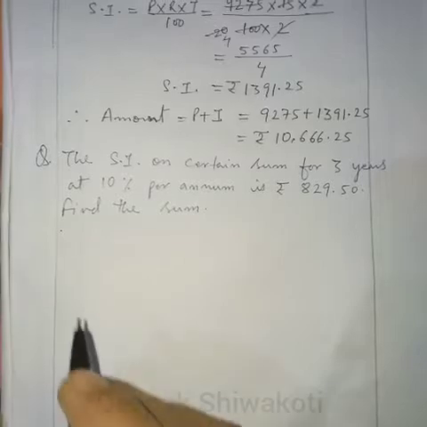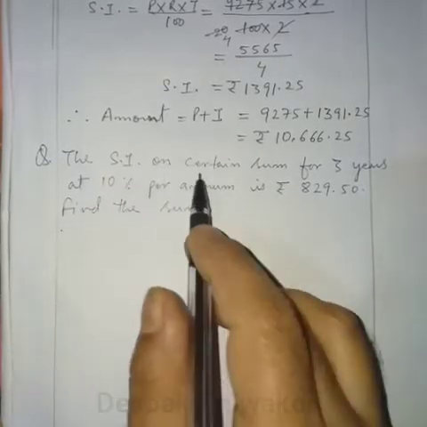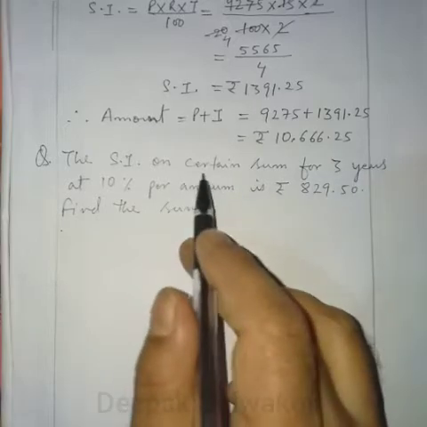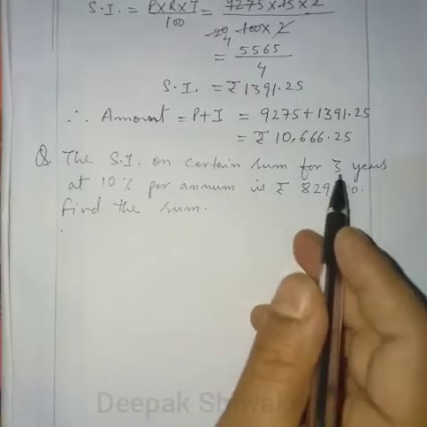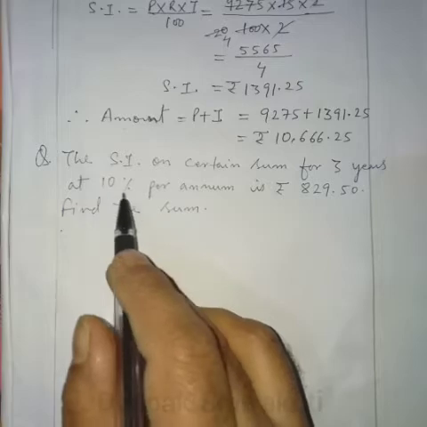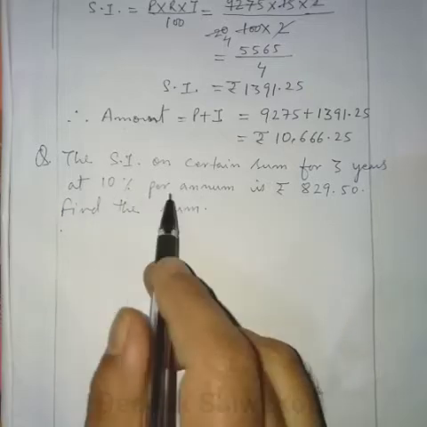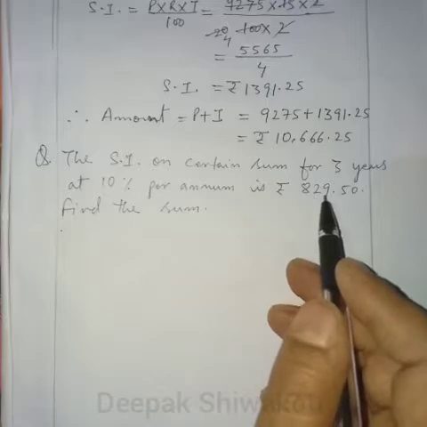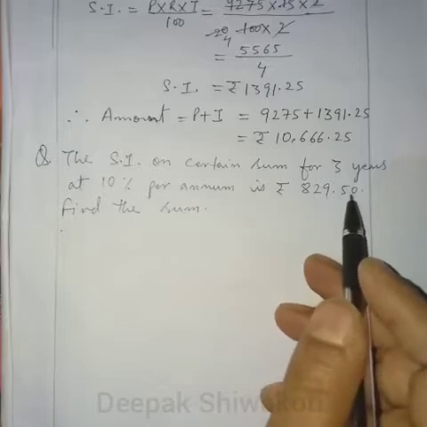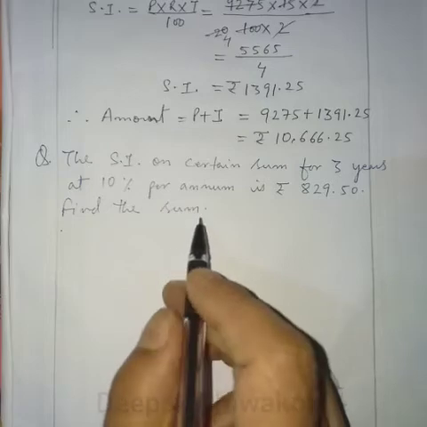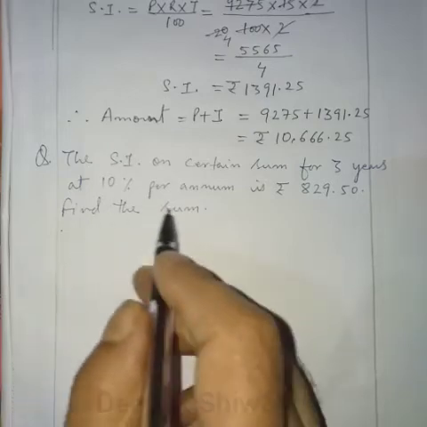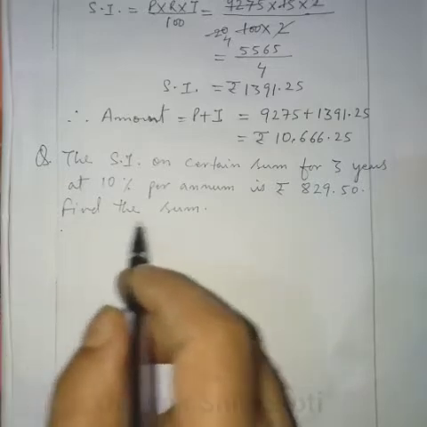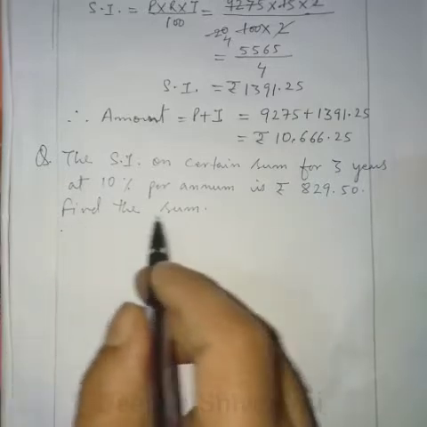So here is another question. The simple interest on a certain sum for 3 years, at 10% per annum, is rupees 829.50. Now find the sum. That means we have to find the principal. Okay, we have to find the principal here.